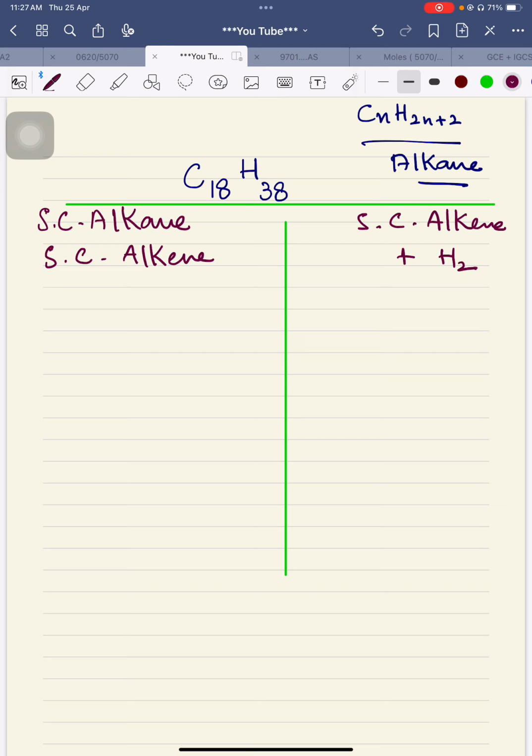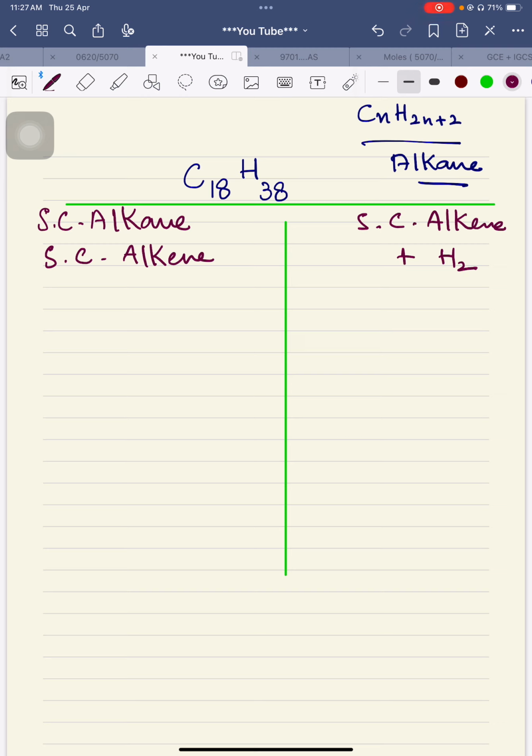Remember this. One more trick I would like to share with you: an alkene and an alkane can be a combination, but hydrogen can never be a combination with an alkane. So this is one of the tricks you can keep in your mind. Now one more thing I would like to inform all of you.